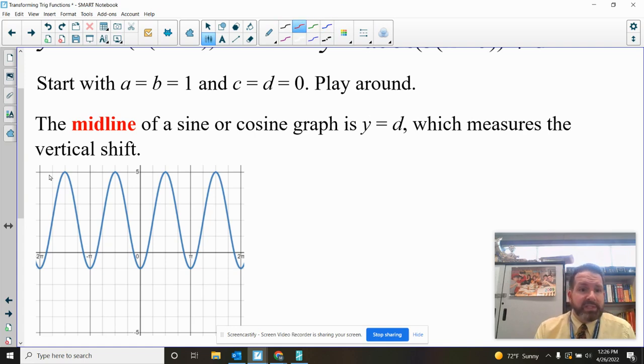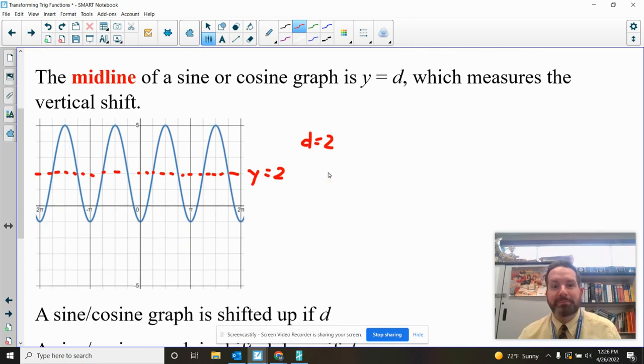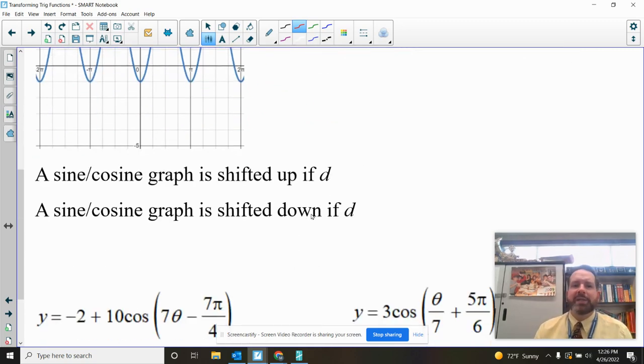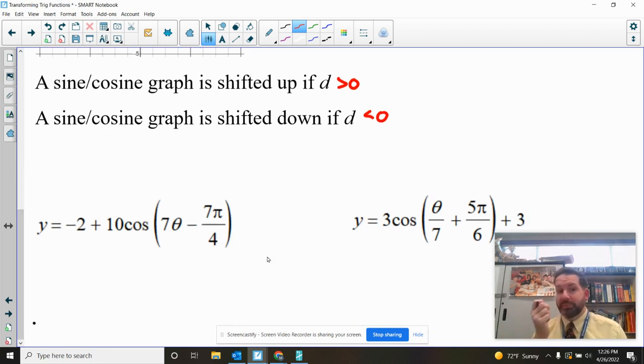So for example, on this graph, if I go halfway between the top and the bottom, that's going to put my midline right here. Well, that's at a height of 2. Therefore, in this transformed graph, the value of D was 2. It really is that straightforward. So your sine and cosine graph gets shifted up if your D is positive and down if your D is negative.